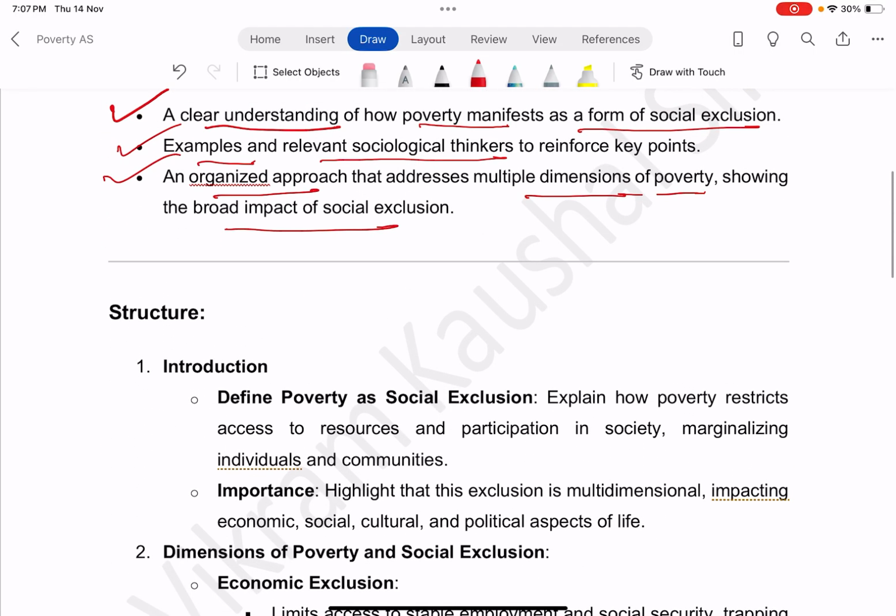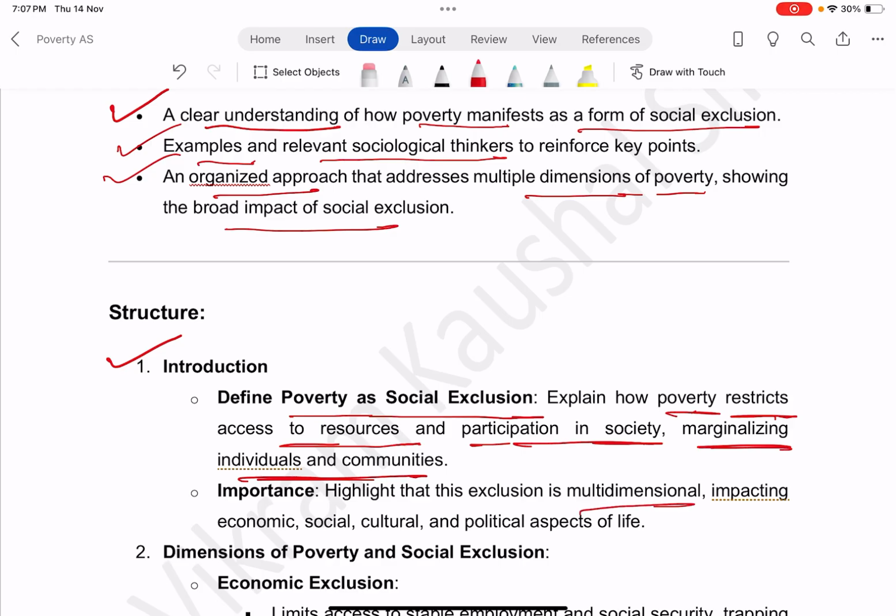What can we write in the starting part, the introduction? We would like to highlight in the introduction paragraph that poverty is a form of social exclusion and that poverty restricts, meaning limits, access to resources and participation in society, marginalizing individuals and communities. So we are going to say that it is multidimensional in nature, impacting various different domains: economic, social, cultural, and political aspects of life.